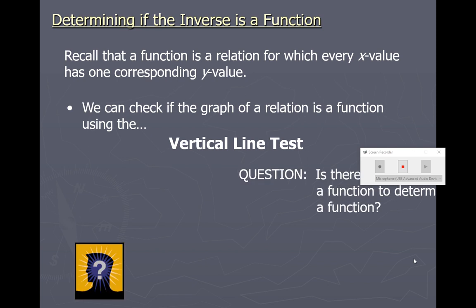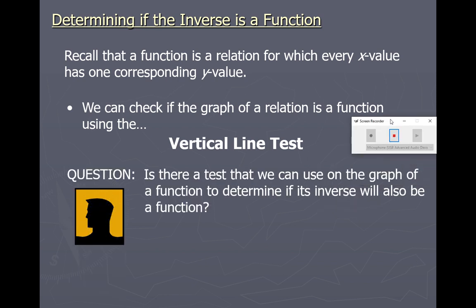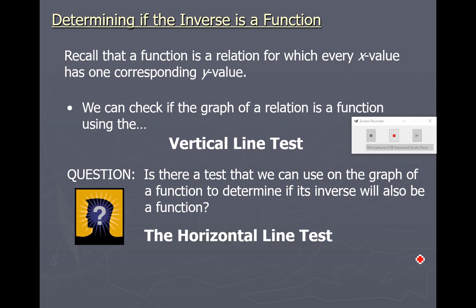Is there a test we can use on the graph of a function to determine if the inverse will be a function? And I mentioned this in another lesson. Yeah, you can. You can look at it and use the horizontal line test to find out if the inverse will be a function. Somebody else says, can't I just find the inverse and then do the vertical line test on that? That's doing the same thing. So yeah, you could keep using the vertical line test.